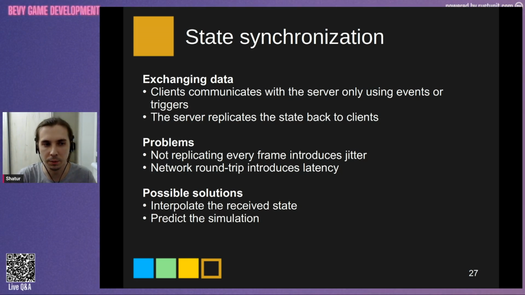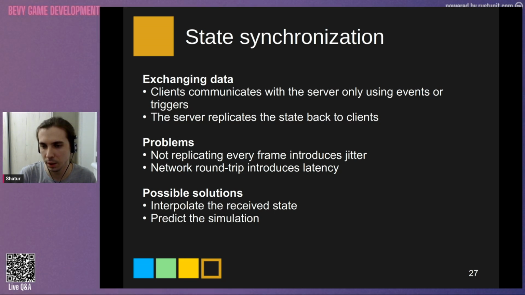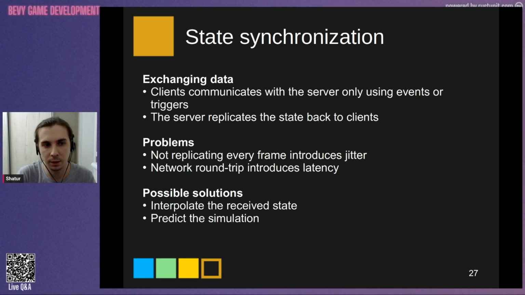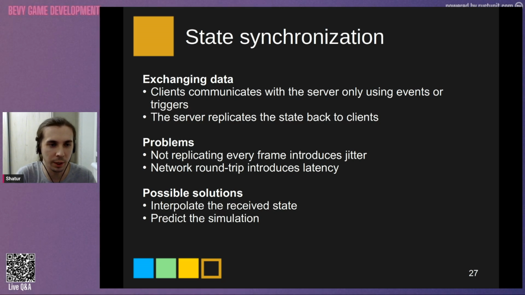But there are a few problems that may be important depending on the game you're making. If you don't replicate every frame, because I mentioned previously it's expensive, this introduces slight teleportation when you sync by position. And also, networking doesn't happen instantly, so it introduces some latency. To solve this, you can just interpolate the received state. If you don't care about latency, you can just interpolate the state and it will just work.